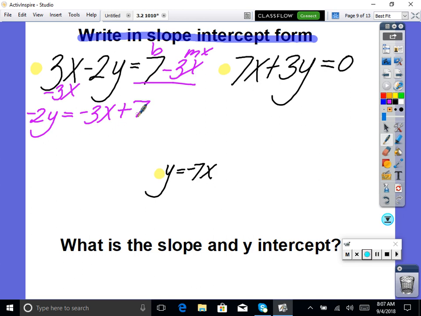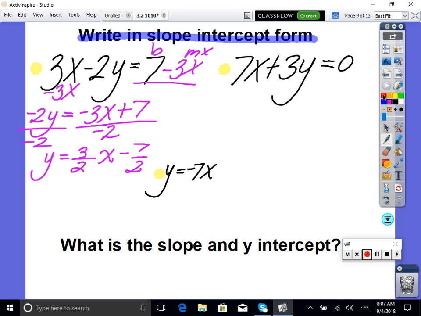Now solve for y. What would we do next? Divide by -2. So we have y is equal to. As long as you divide both of the top by -2, you're okay to split it up. We want to split it up because mx plus b would be split up. So -3 divided by -2 is +3 over 2. Does everybody understand that? So we have 3 over 2x, and then +7 divided by -2 would be -7/2. mx plus b. Okay, sweet.